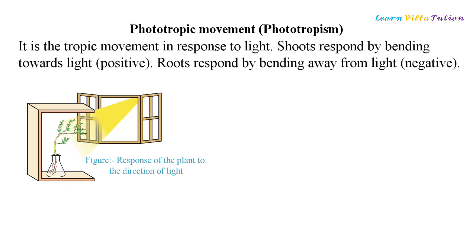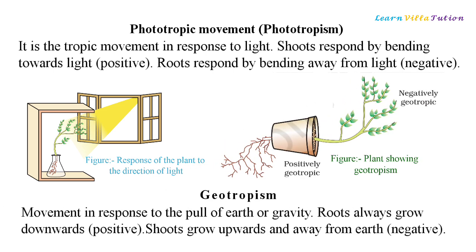Phototropism is the tropic movement in response to light. Shoots respond by bending towards light, positive. Roots respond by bending away from light, negative. Geotropism is movement in response to the pull of the earth, or gravity. Roots always grow downwards, positive. Shoots grow upwards and away from the earth, negative.